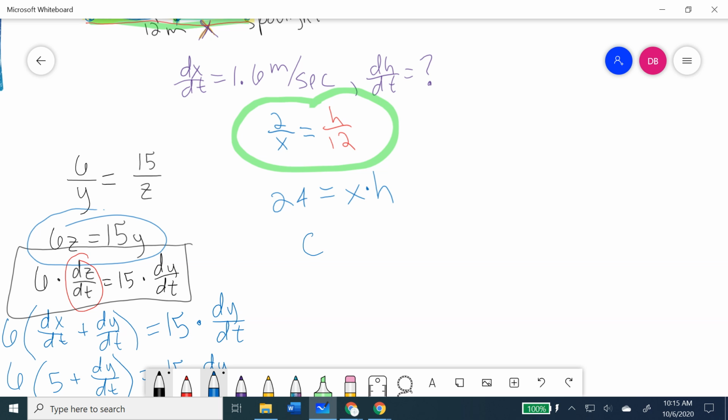So derivative with respect to time. Derivative of 24 gives me 0. And then I'm going to keep x multiplied by the rate of change of height plus keep the height and multiply by the rate of change of x. Now it's time for plug and chug. I am given 1.6 meters per second for dx/dt. I am supposed to find dh/dt.